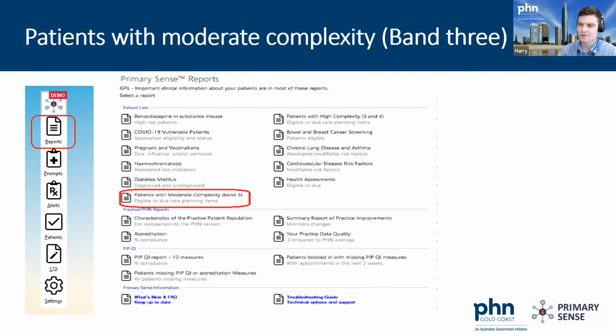The second report that you can run in Primary Sense is by clicking on Reports, and this time clicking on Patients with Moderate Complexity, Band 3. So what this report will show you is identical to the previous report we're just looking at, but this is for patients with a complexity score of 3.